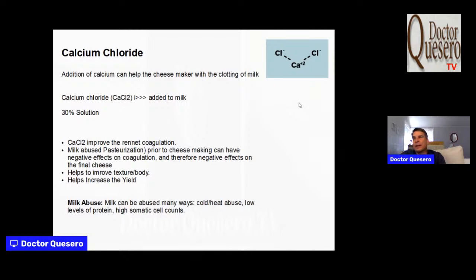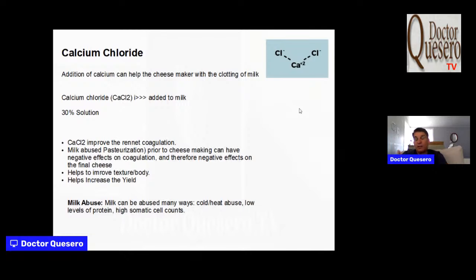Now, how do we add this calcium chloride? Generally, when we are adding this calcium, we use a calcium chloride solution, 30% concentration. This is pretty much the standard solution that we use to make cheese. We can use it in powder, or mixed with water, preparing the solution. But it's your choice how much calcium chloride you are going to put. In general terms, we use a 30% solution.